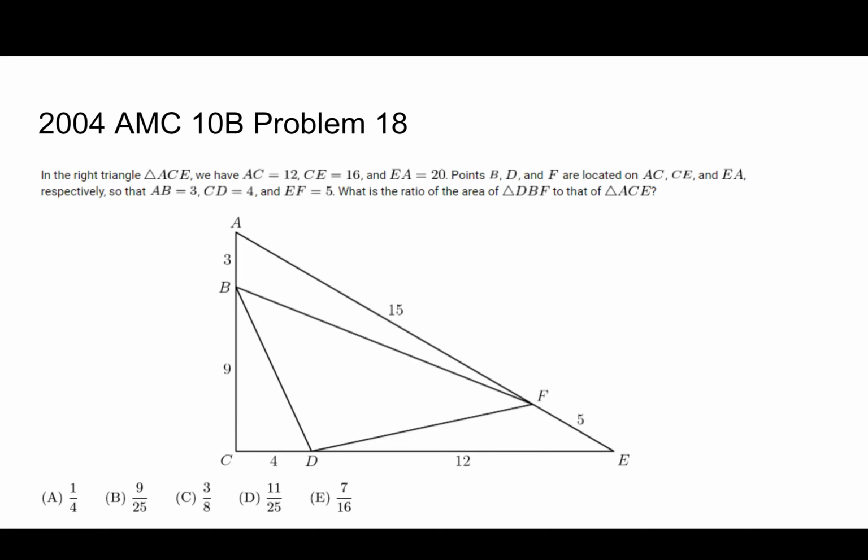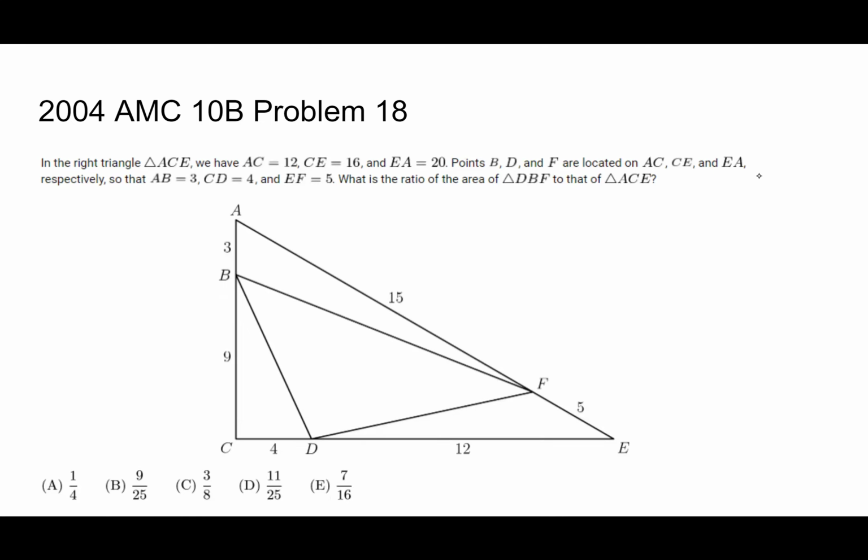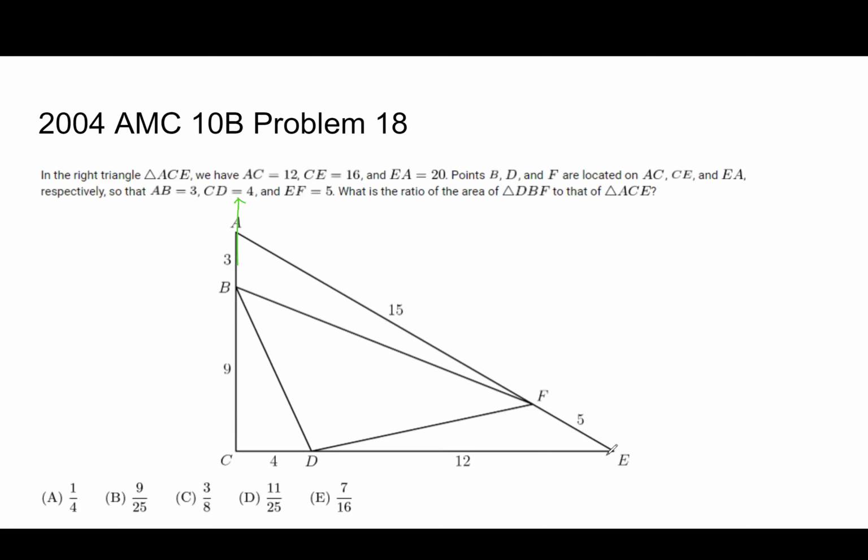Okay, so what we can do here is, if I set point C as (0, 0), then we can actually obtain the points E and A. Because we know that CE is equal to 16, E must be (16, 0). Do the same for A. AC is equal to 12, so A is (0, 12). Now we can do the same for B. B is (9, 0). D is (4, 0).